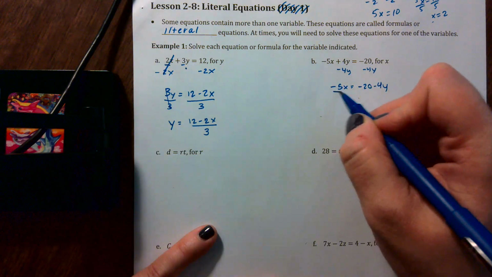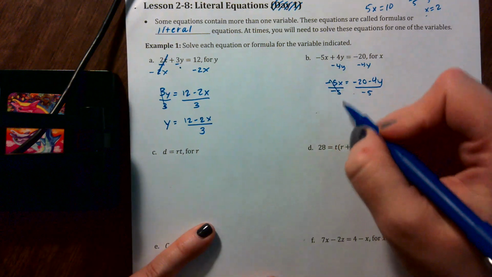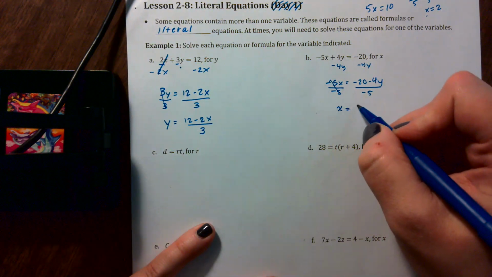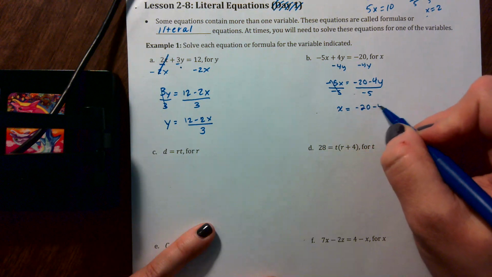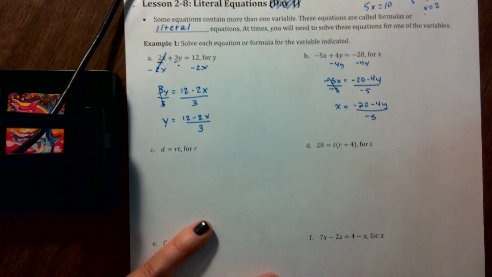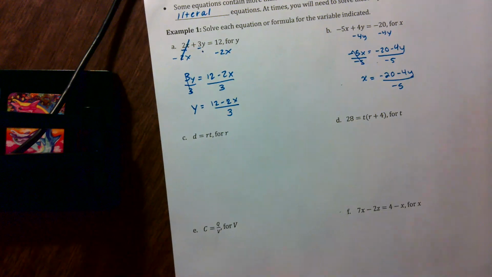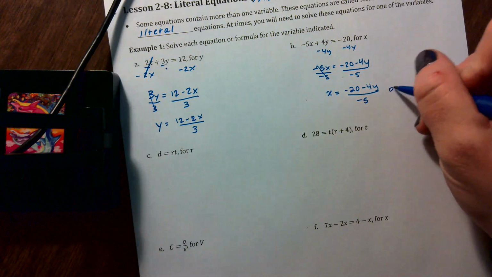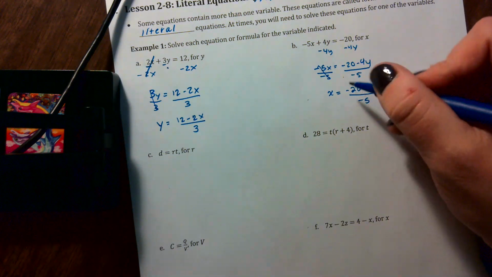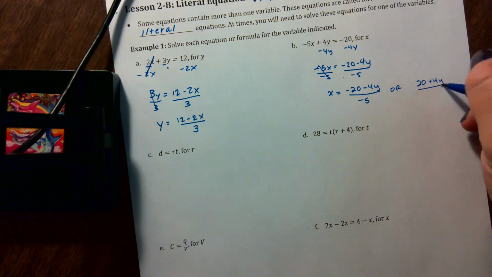You're trying to clean another area. Remove the stuff that's on top of it. So your answer is x equals negative 20 minus 4y all over negative 5. Another thing you could say is, well, negative divided by negative is positive. Since there's all negatives, this could also be positive.